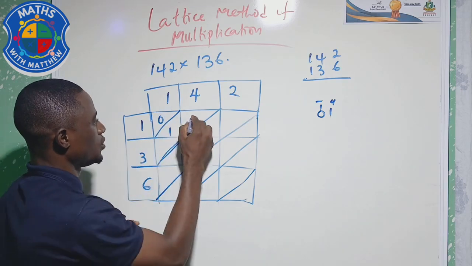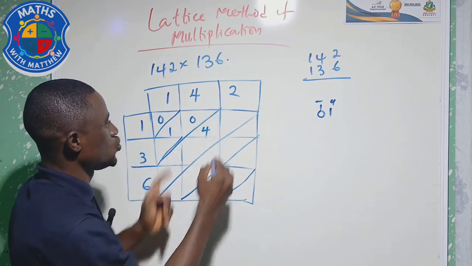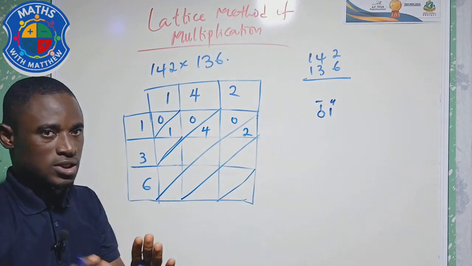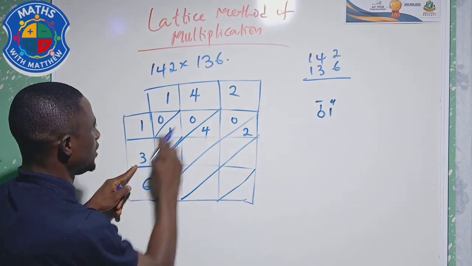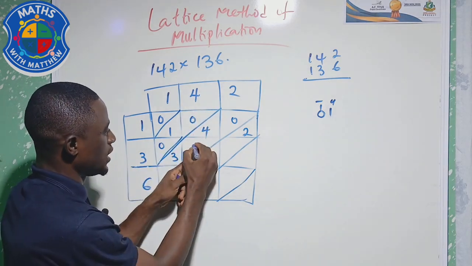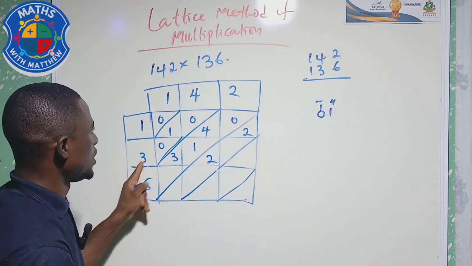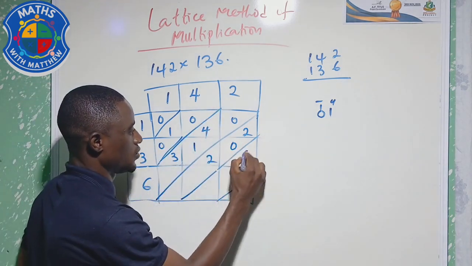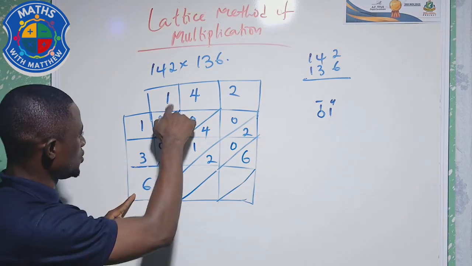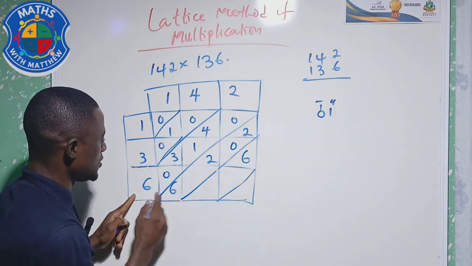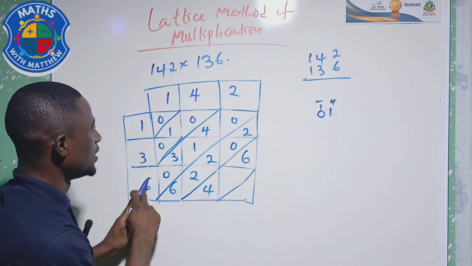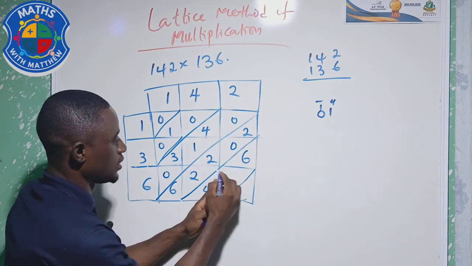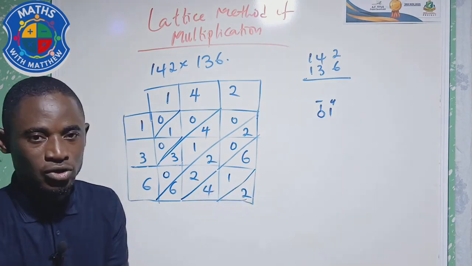1 times 4 gives us 4. 1 times 2 gives us 2. Do you understand that? Then let's go to this. 3 times 1 gives us 3, so 0 and 3. 3 times 4 gives us 12, so 1 and 2. 3 times 2 gives us 6, so 0 and 6, right? 6 times 1 gives us 6, so 0 and 6. 6 times 4 gives us 24. Are you following? Then 6 times 2 gives us 12. That is 12.